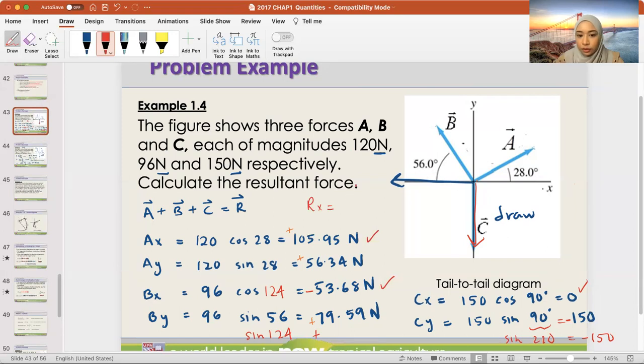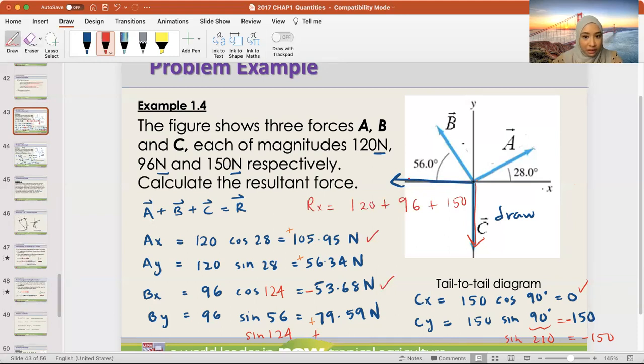445. No. Apa yang awak tambah? Can you tell me what did you add? 120. Okay. Plus 66. Okay. Plus 150. Okay. Where did you get the 66? 96. Oh, 96. Okay, saya dah faham dah. So Batrisha said Rx is horizontal. 120 plus 96 plus 150.